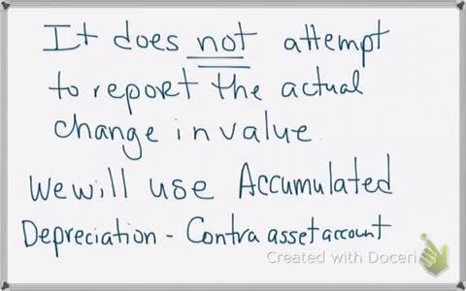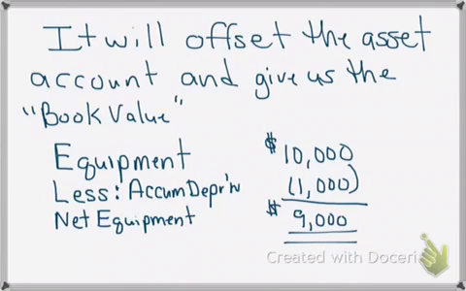Now, accumulated depreciation is what we call a contra asset account. Contra assets have the opposite normal balance from a regular asset. So a contra asset would have a normal balance that is against or contra to an asset account. So it would be a credit balance. It would be its normal balance. The other thing we have to look at is it will offset the asset account, and it will give us what we call a book value.